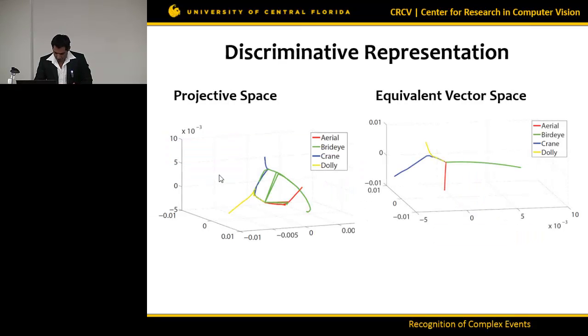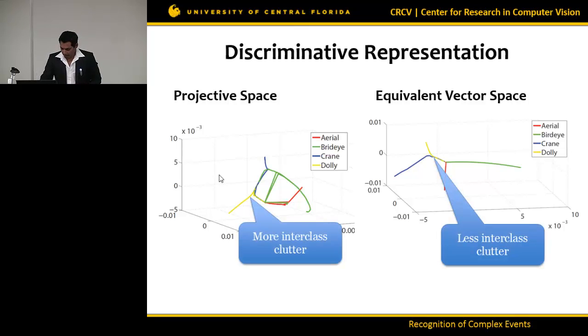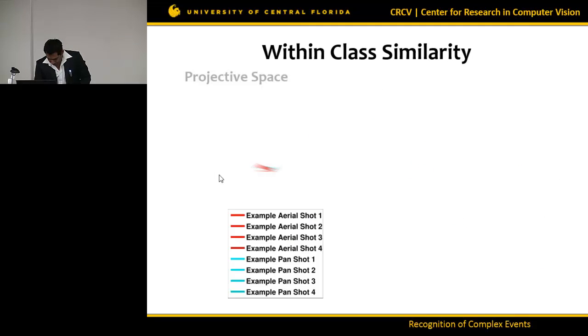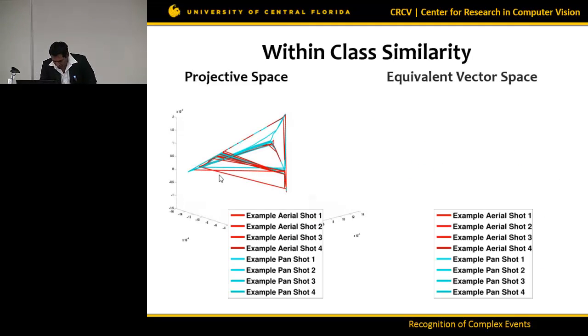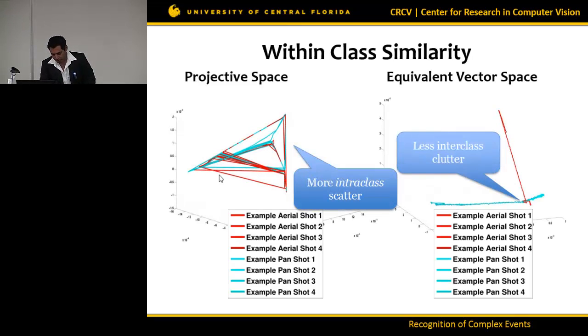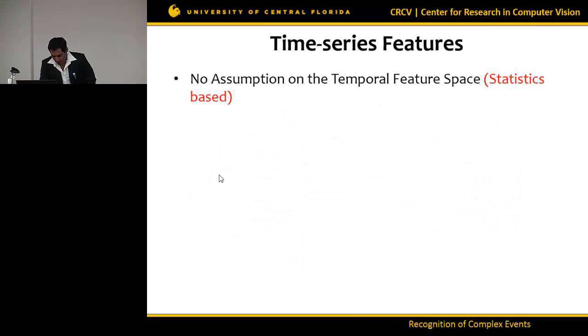So here is an illustration that shows how these 4 different shots look in projective space, and how they look in this transformed vector space. And the idea is to show that they are more separable. Also, this plot shows how they are separable in the equivalent vector space that we proposed.